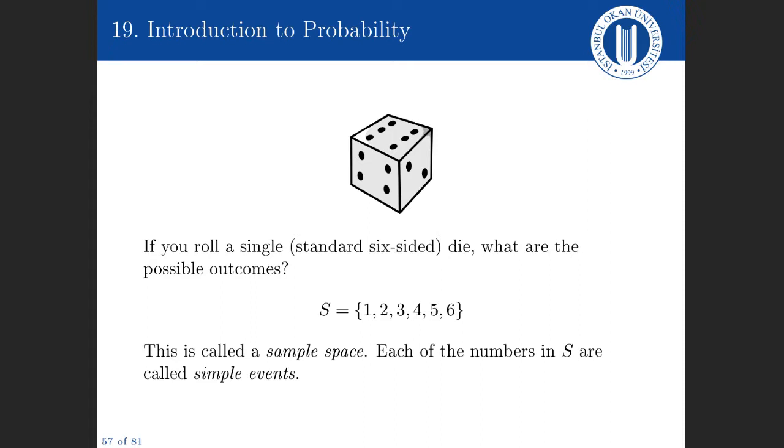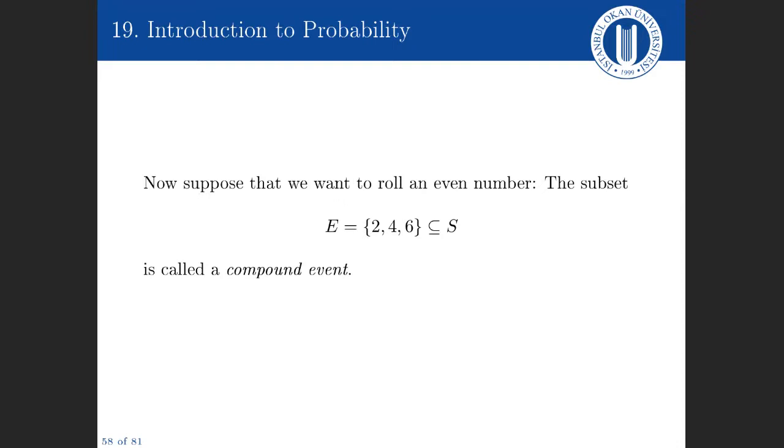The set of these possible outcomes is called a sample space. Each one of the numbers in the sample space is called a simple event. Now let's suppose we want to roll an even number. We're interested in the subset 2, 4, and 6, the even numbers. This is called a compound event.